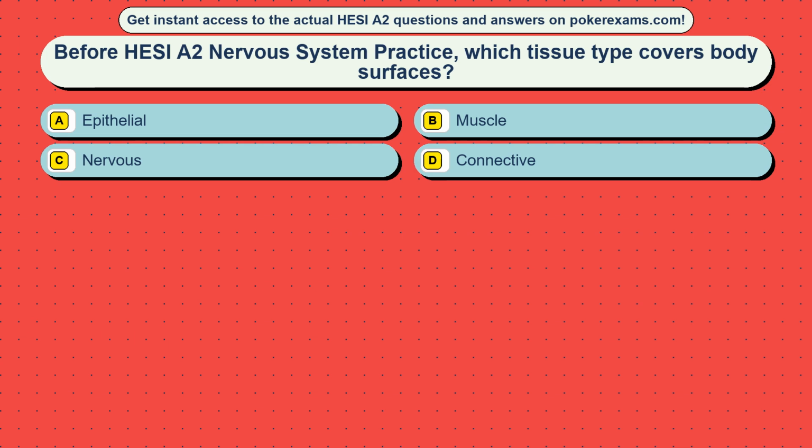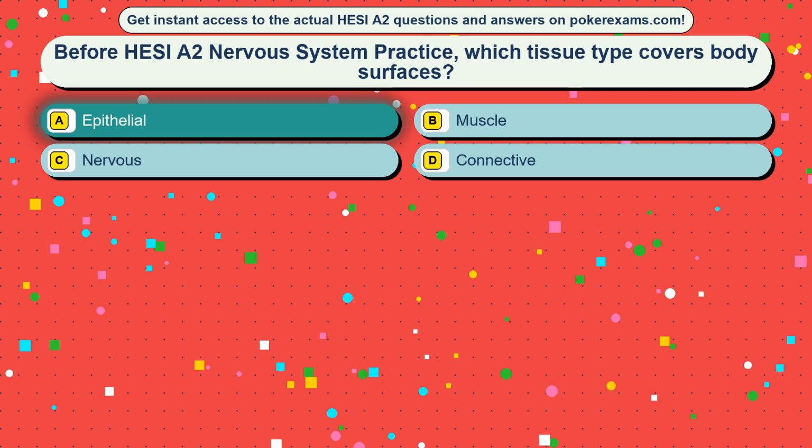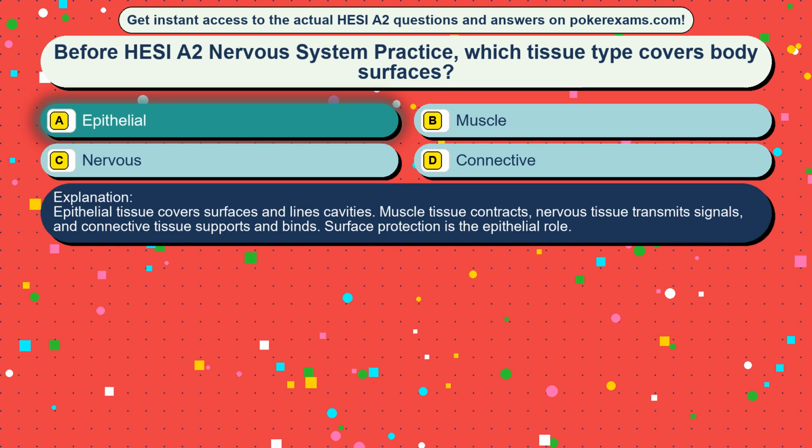Question 45. Before HESI A2 nervous system practice, which tissue type covers body surfaces? Option A, epithelial. Option B, muscle. Option C, nervous. Option D, connective. The correct answer is option A, epithelial. Epithelial tissue covers surfaces and lines cavities. Muscle tissue contracts, nervous tissue transmits signals, and connective tissue supports and binds. Surface protection is the epithelial role.